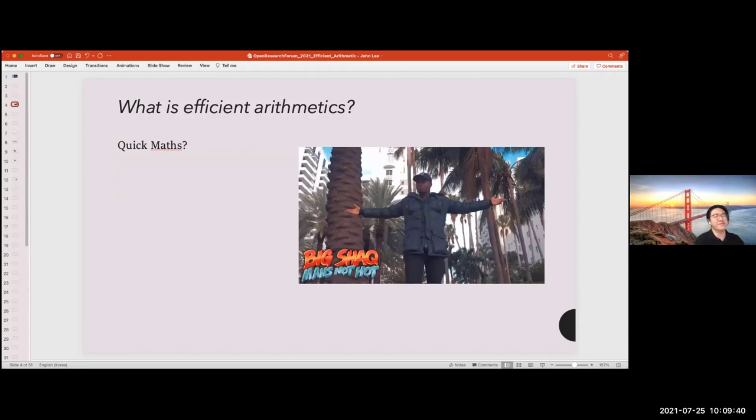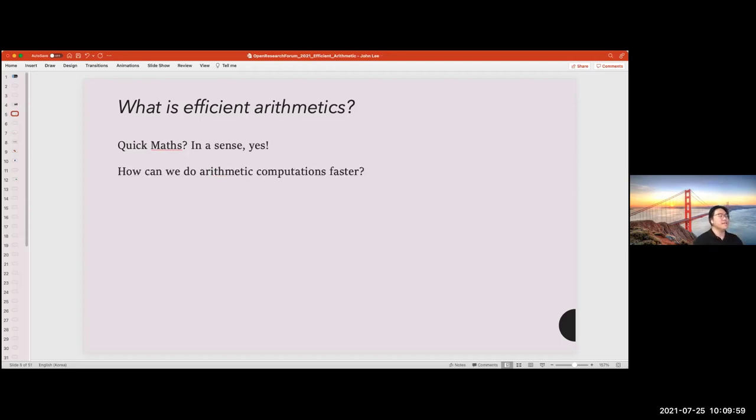But quick math was actually a longstanding question since the invention of numbers. People just wanted to do math pretty quickly. And it's not just 2 + 2 = 4, minus 1 = 3, but bigger numbers. So in a sense, it's basically quick math, but the bigger question is, how can we do arithmetic computations faster? And there's two ways.